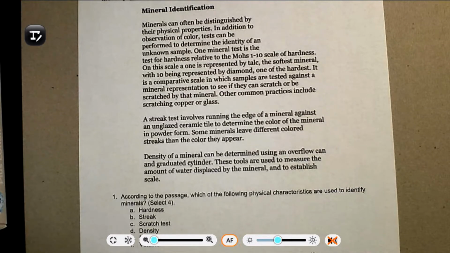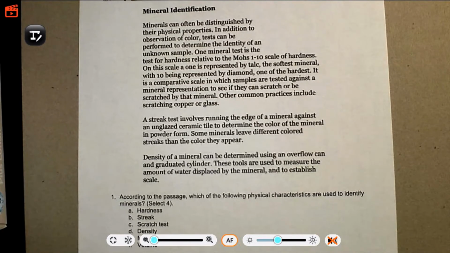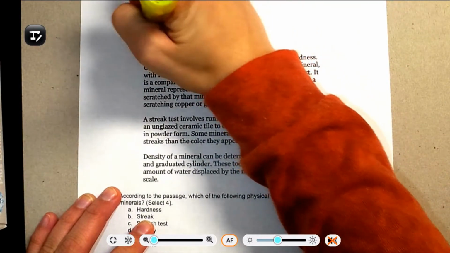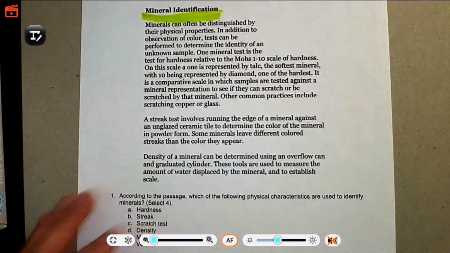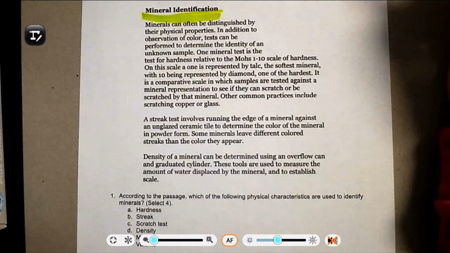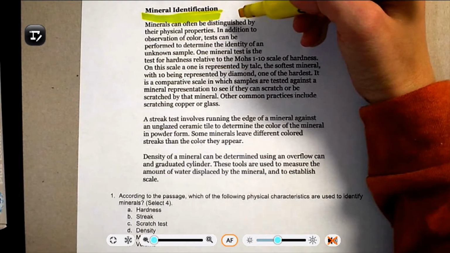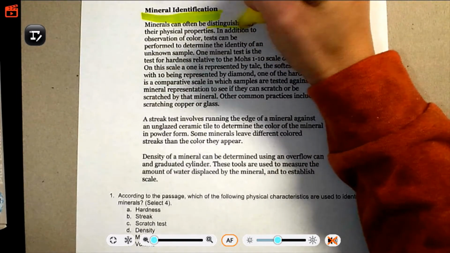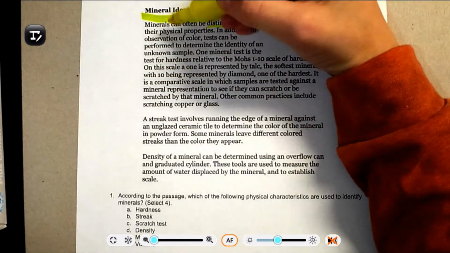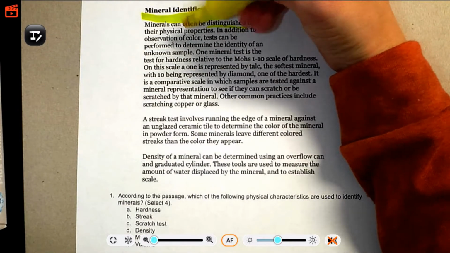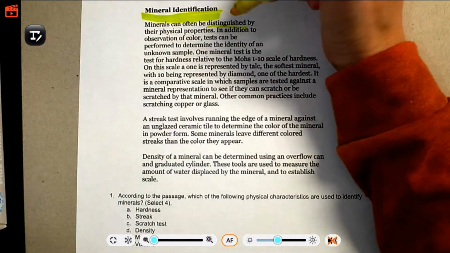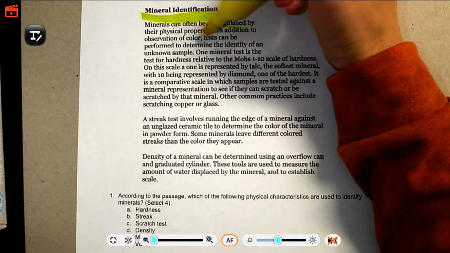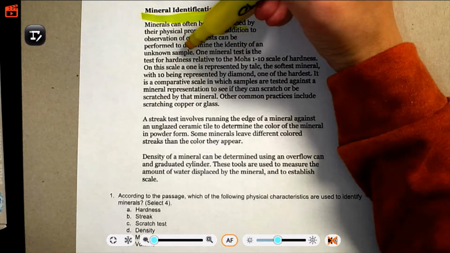Okay, so for this passage it's about mineral identification. So mineral identification, remember we've been doing that? We did it with our gizmo, and all that jazz. So minerals can often be distinguished, so that means we can tell them apart by their physical properties. So that's what they look like, what they smell like, all of that stuff. In addition to observation of color, tests can be performed to determine the identity of an unknown sample.